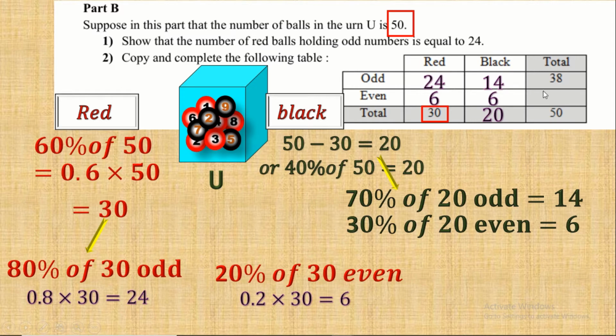Now the total number of balls carrying even numbers, as you see, is 6 plus 6 equals 12. Note here, to check our answers, 24 plus 14 equals 38. The total number of balls, black and red, that carry odd numbers is 38.